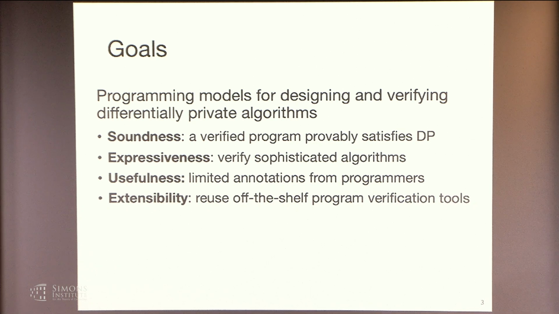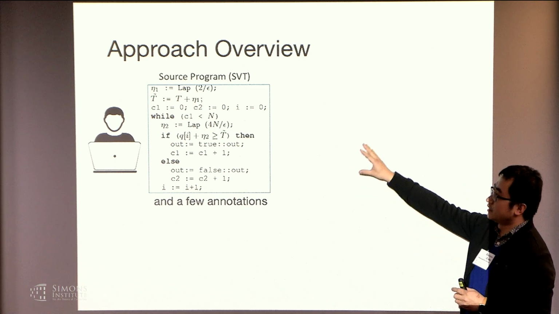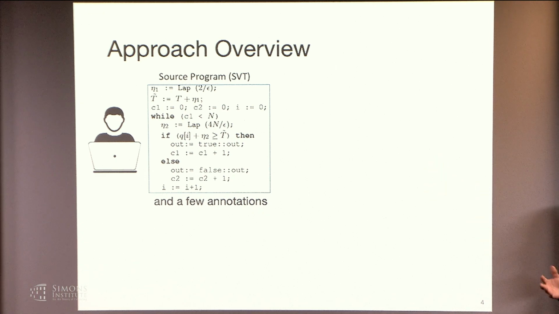Okay. So here is a very high-level overview of our programming model, and how we can make that happen. When you design and verify algorithms, this is a LightDP example. In LightDP, this is how the verification looks. LightDP is a programming language which is very similar to C or Python. Here is the example of SVT. You write your algorithm in this language.